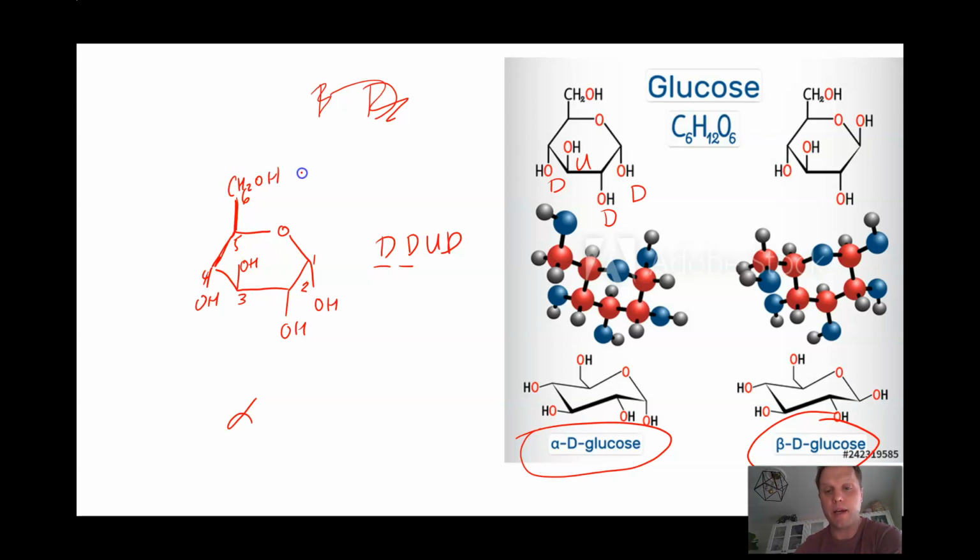If we want to do beta, it's just the same thing, except it's a dud, so the OH would go up. And now we have beta glucose, which again is a different molecule. It has a slightly different structure, but that whole difference is going to make a huge difference in biology. That different shape makes a big difference in biology.